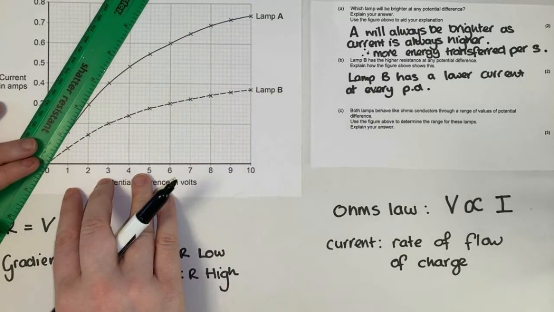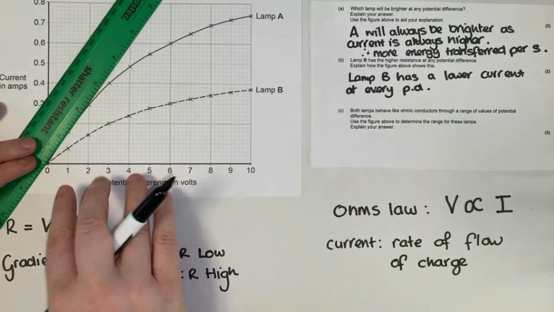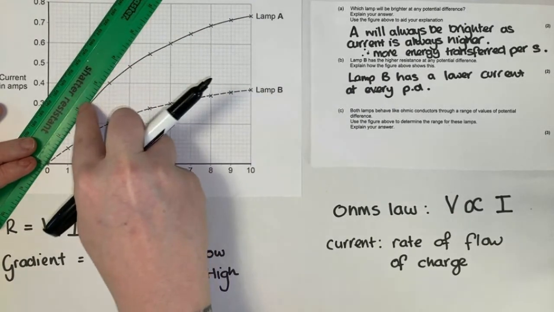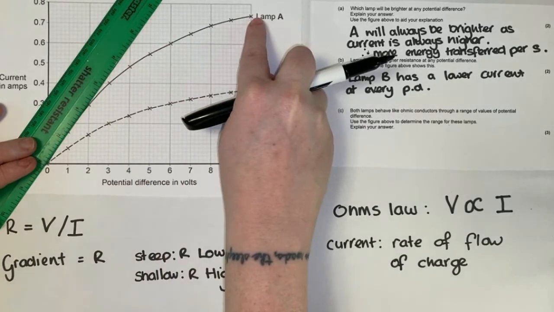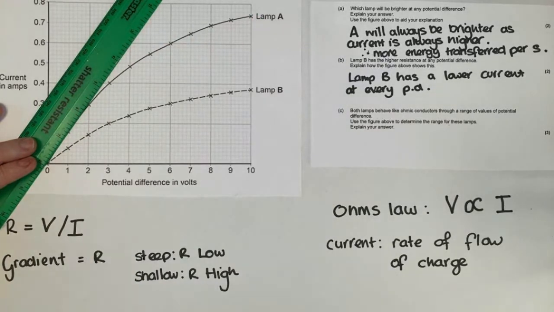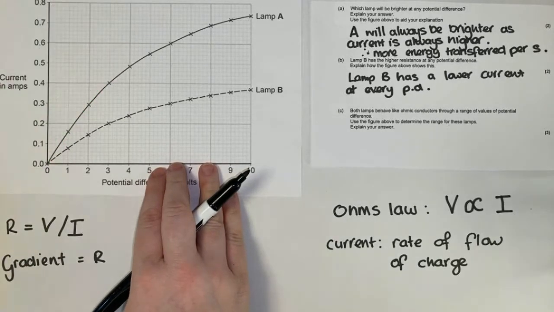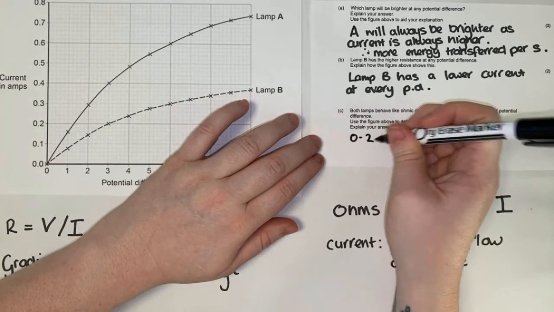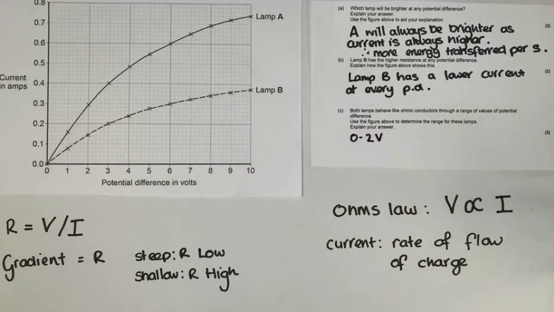If we do that again for lamp A, we see the same thing. The points line up on a straight line for the first 2 volts, and then after that point they start curving away. So the part of the graph which shows the lamps behaving as ohmic conductors is between 0 and 2 volts. So that's the first mark, from 0 to 2 volts. We then need to explain our answers.